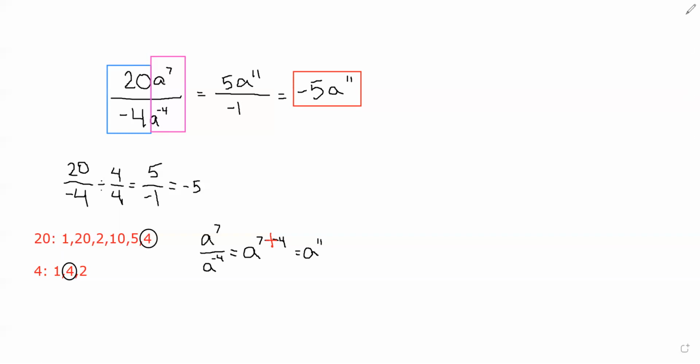All right. Okay. Let's see. Now I'm going to do another one. Negative 5 z to the negative 1 over 3z to the negative 4.